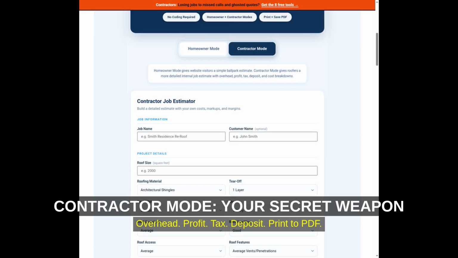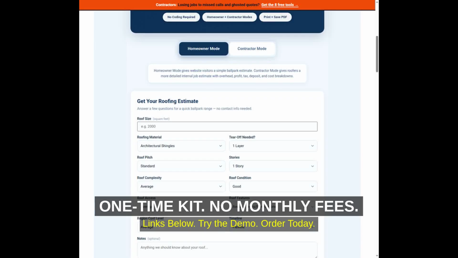You. But here's the kicker. This is not just a toy for homeowners. There is a contractor mode built right in. Suddenly, this turns into a hardcore, detailed job estimator for you and your sales team. You plug in your exact material costs, labor rates, overhead, and profit margins. It calculates waste, contingency, sales tax, and even your required deposit. It prints to PDF. It saves you hours of sitting at the kitchen table punching numbers into a calculator.